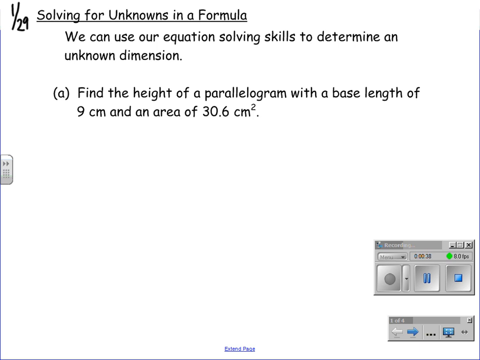We have here our first example. Find the height of a parallelogram with a base length of 9 centimeters and an area of 30.6 square centimeters. Now this is an easy one, I tend to start with easy ones, otherwise it gets overwhelming. But whether it's an easy or difficult one, there's 3 basic steps I want you to follow. And the first step is to write the applicable formula.